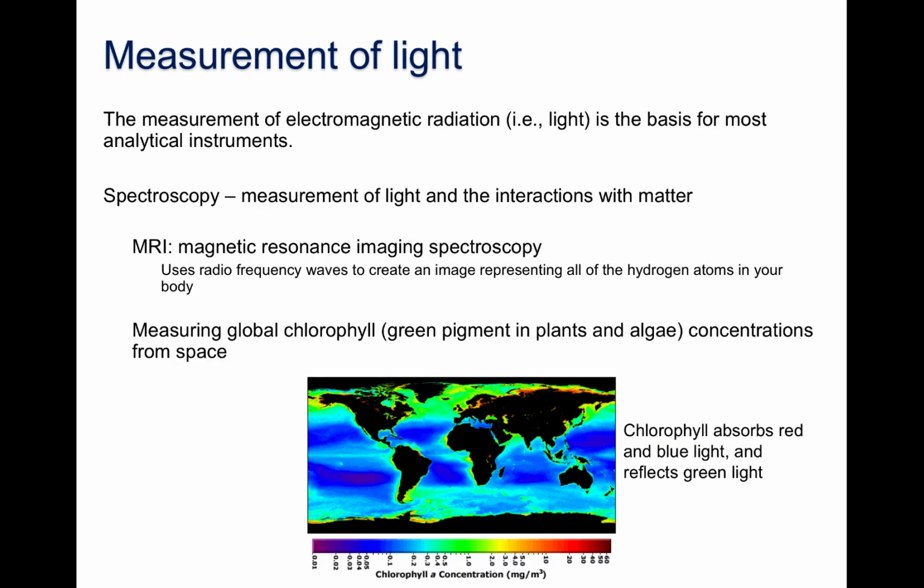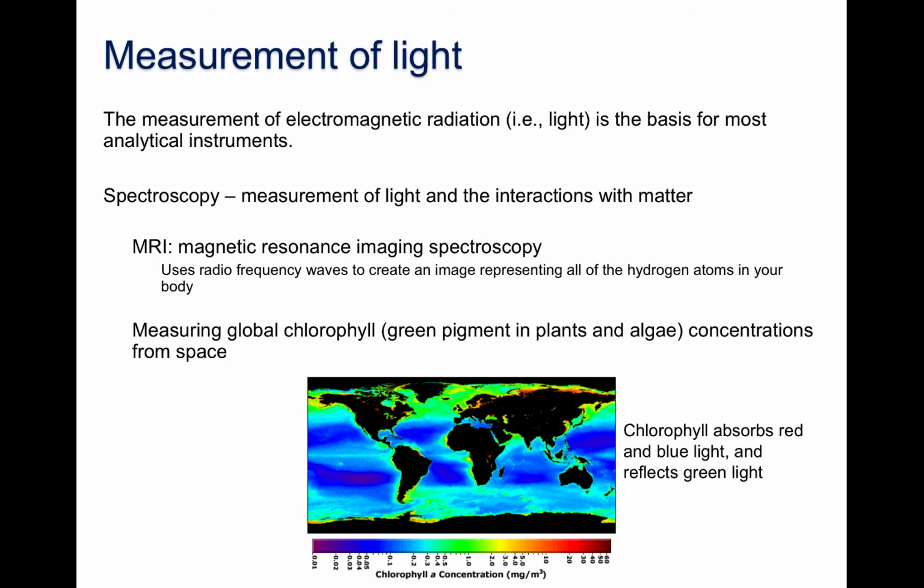Measurements of light, or electromagnetic radiation, is the basis for pretty much every analytical instrument that is out there. You're measuring light, or you're measuring the way that light interacts with matter. And spectroscopy is the generic term for the measurement of light and the interactions with matter. Spectroscopy is all of the instruments that we use. We sort of classify them as spectroscopy.